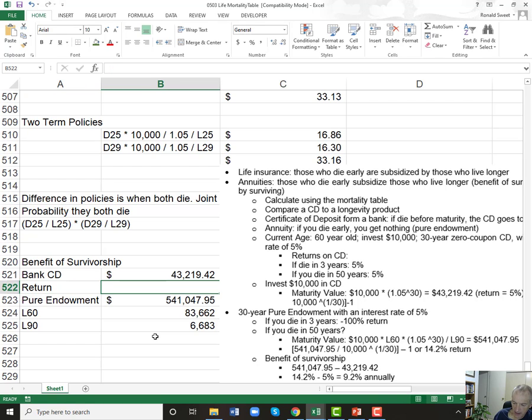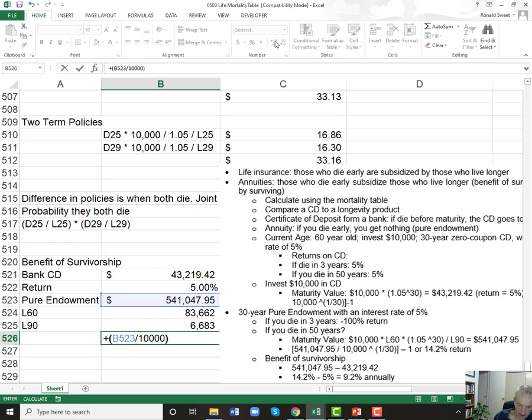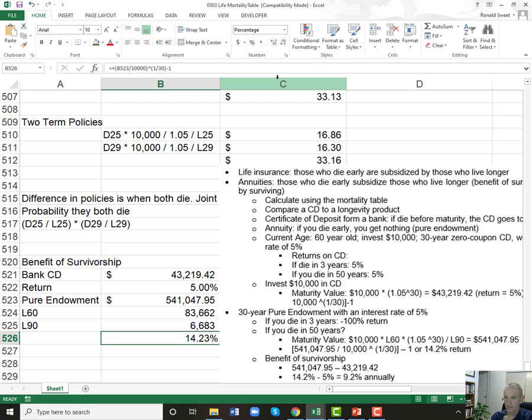So if we look at our return here, it's pretty straightforward. We already know what it is, but we can calculate it. So return is the ending value divided by the beginning value, raised to the 1 divided by n, which is 30 years, minus 1. So obviously that's going to be 5%. We already know that. If we do that same thing here, we take the ending value divided by 10,000 and raise that to 1 divided by 30 minus 1. Here we're getting a 14.2% return.